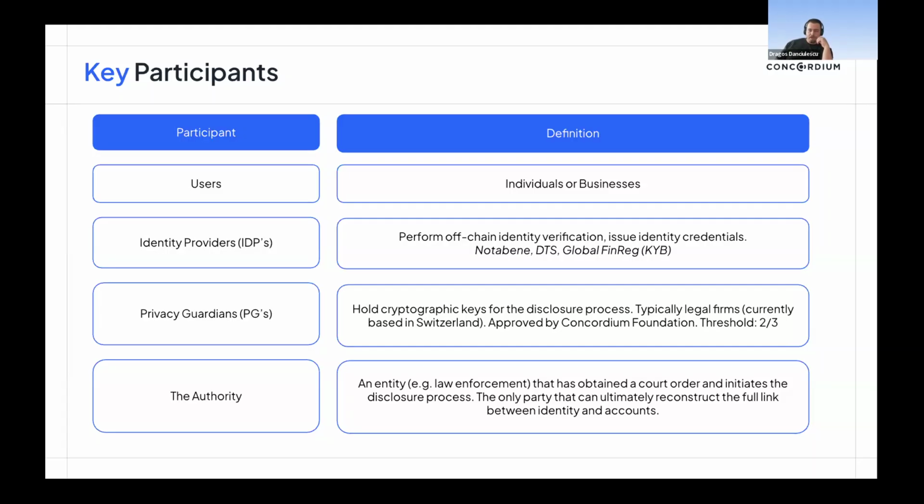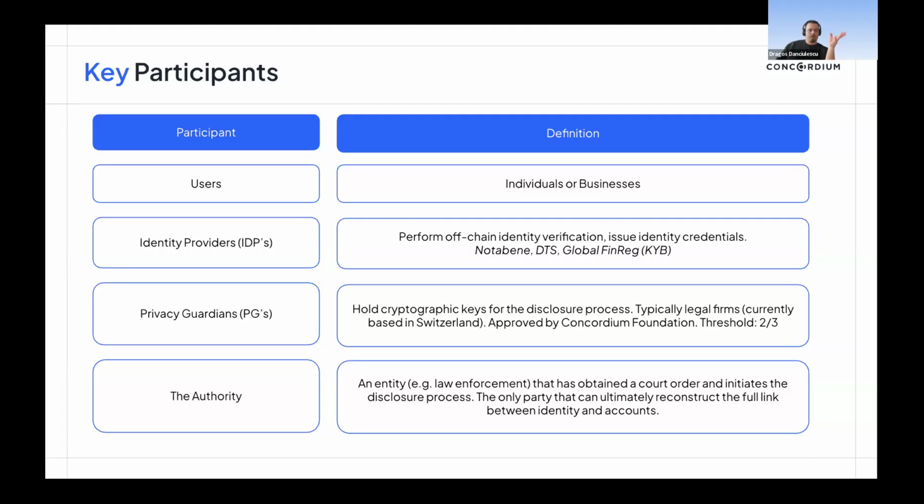We then have the privacy guardians. So the privacy guardians hold the cryptographic keys that are actually required for the disclosure process. These are typically legal firms. Currently, they are based in Switzerland. Each privacy guardian is approved by the Concordium Foundation, and there's a threshold of 2 out of 3 privacy guardians in order for their vote to actually count.